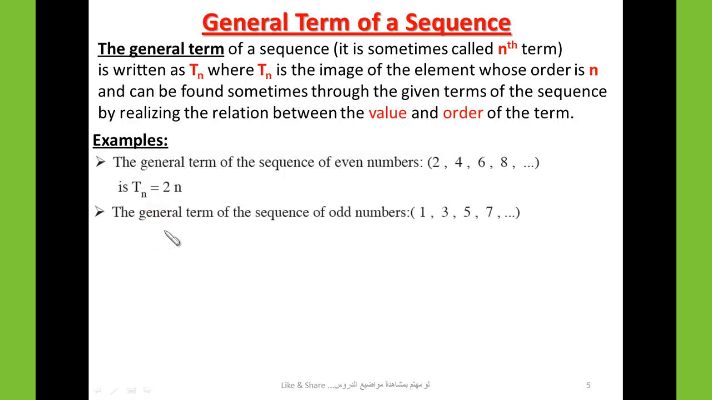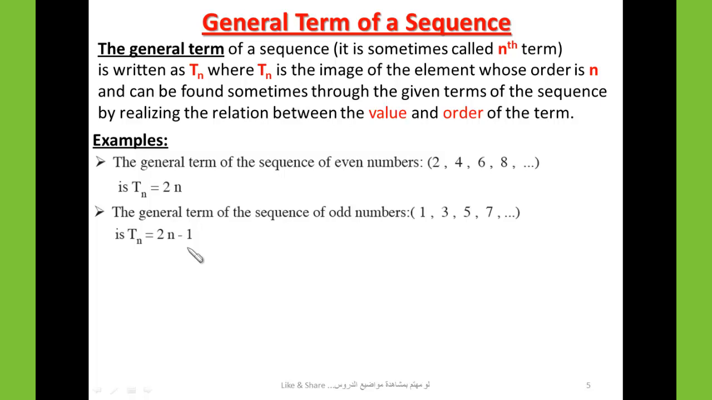Another example for the general term. The general term of the sequence of odd numbers 1, 3, 5, 7. How can you deduce the term of order 100, for example? T100, how can you calculate it? We must calculate it using the general term. So what is the general term of this sequence? The general term Tn equals 2n minus 1.